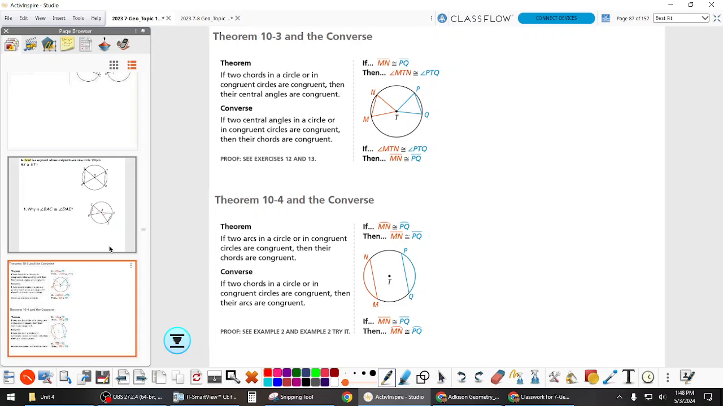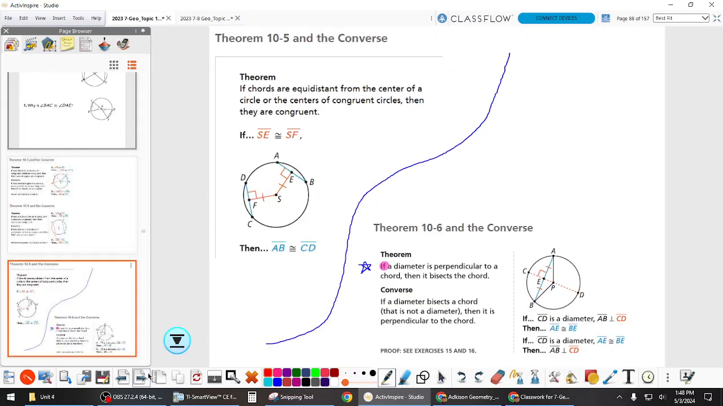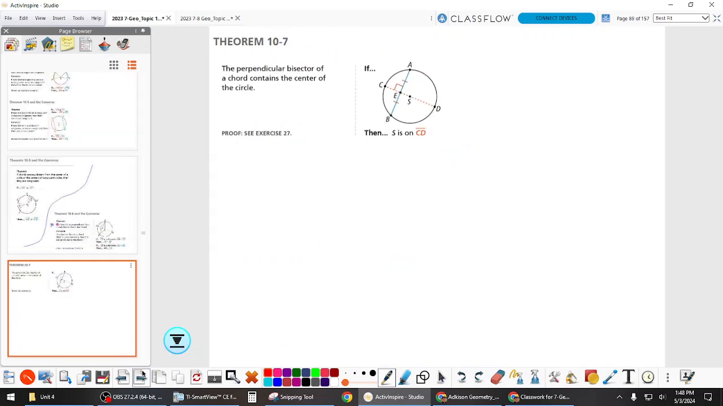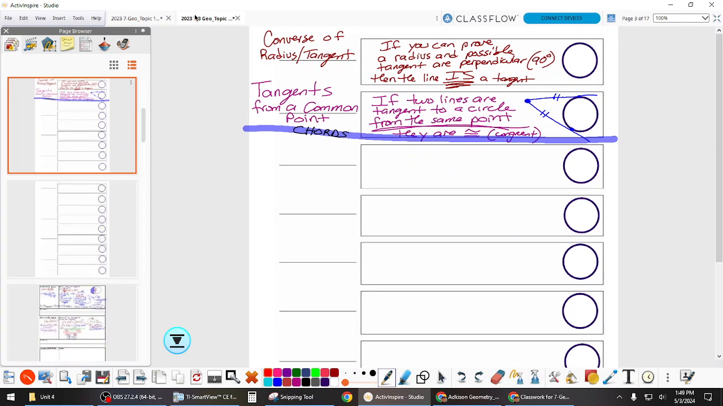We'll do it together. But I just want you to see that we have 1, 2, 3, 4, 5 theorems about these chords. There's all sorts of things that we can do with chords. So let's go write them down. We'll just start with the basics and work up to them.